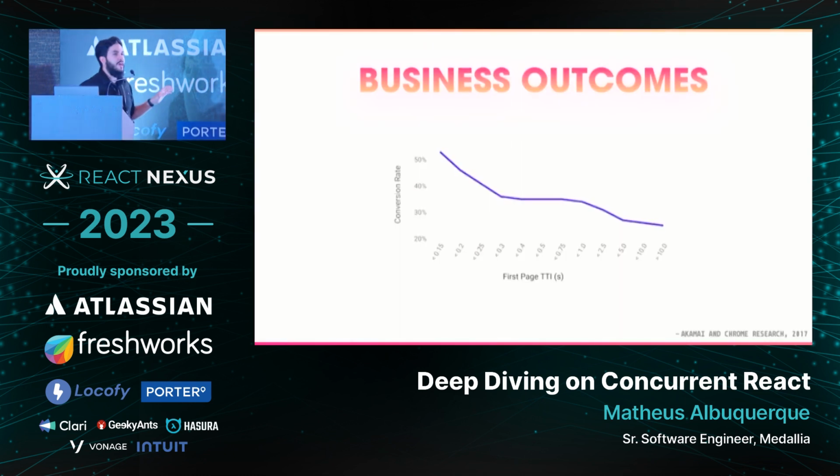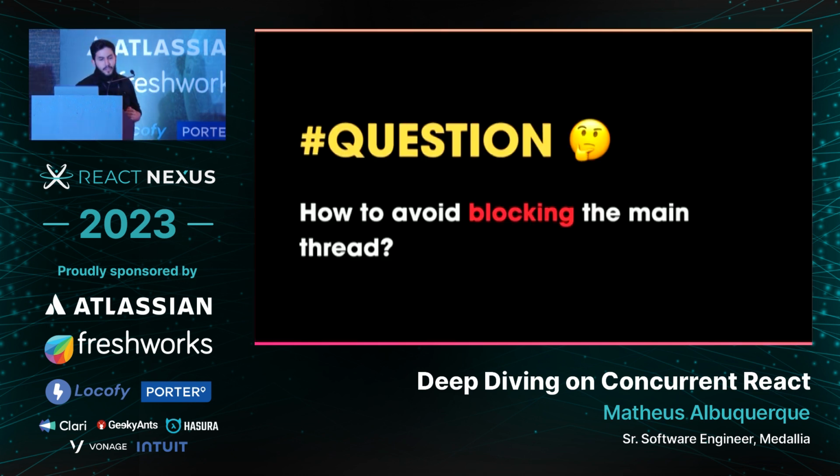And if you compare that with business metrics, it gets even worse, because you realize, for example, how it impacts conversion rates and other business metrics. So, okay, we know that these are bad, and we know that we want to avoid them. So how can we do that? I guess that's the question.